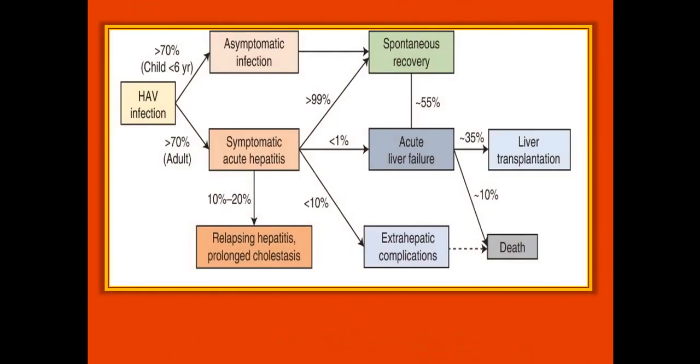Now this diagram will show the outcome. As we say, in more than 70% of children less than 6 years of age, the infection is asymptomatic, and spontaneous recovery is the outcome. And in adults, more than 70% of them are symptomatic. And for these symptomatic acute hepatitis cases, in 10 to 20% or 15% there is a relapsing hepatitis or prolonged cholestasis, and it resolves during the acute period.